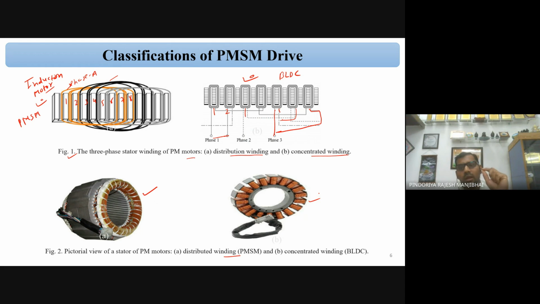Please memorize that PMSM has a distributed winding and BLDC has a concentrated winding. That is the most important part. In back EMF, in the case of the BLDC, it is trapezoidal, and in the case of the PMSM, it is a distributed, sinusoidal back EMF.